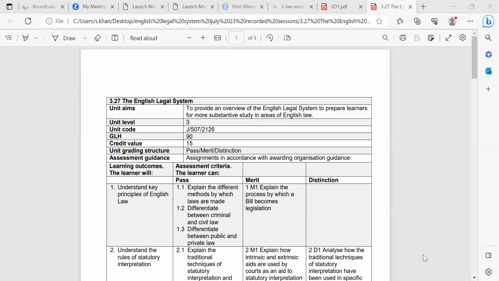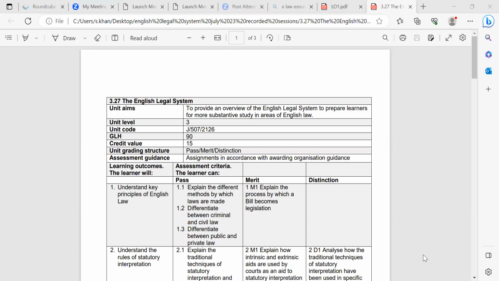We will now be looking at the unit which is 3.27, which is the English legal system. And we will be looking at the module specification and look at the key terminology. And we'll also be looking today at learning outcome 1, which is to understand the key principles of English law.